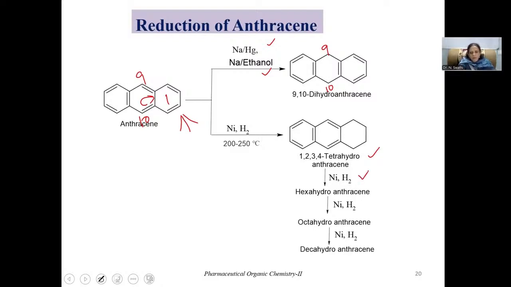Each time that we perform catalytic reduction, one of the remaining double bonds will be reduced, and that is how tetrahydroanthracene gives hexahydroanthracene. When it is further subjected to reduction, it gives octahydroanthracene, and this upon further reduction in the presence of nickel and hydrogen finally gives decahydroanthracene as the product. That means out of the 7 double bonds, only 5 double bonds will be undergoing reduction, and finally we get decahydroanthracene as the product. So these are the 2 model reduction reactions of anthracene.